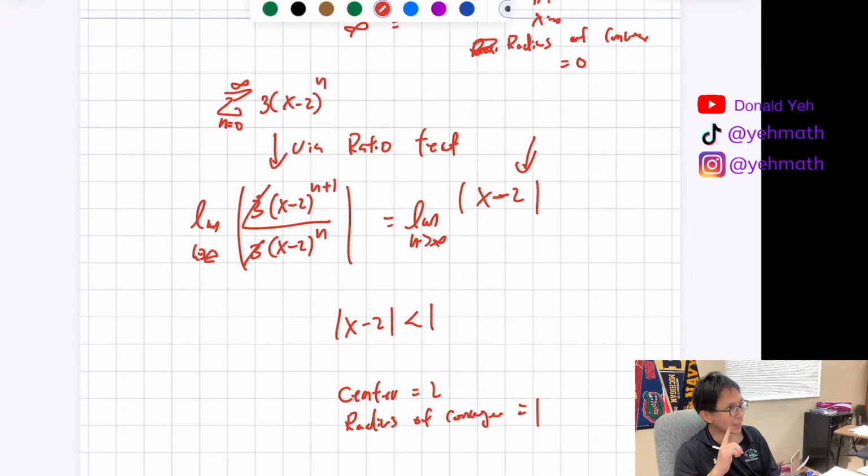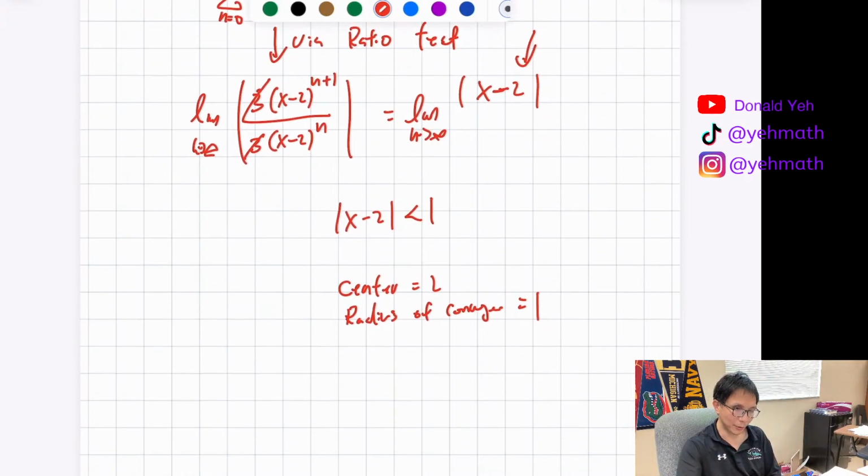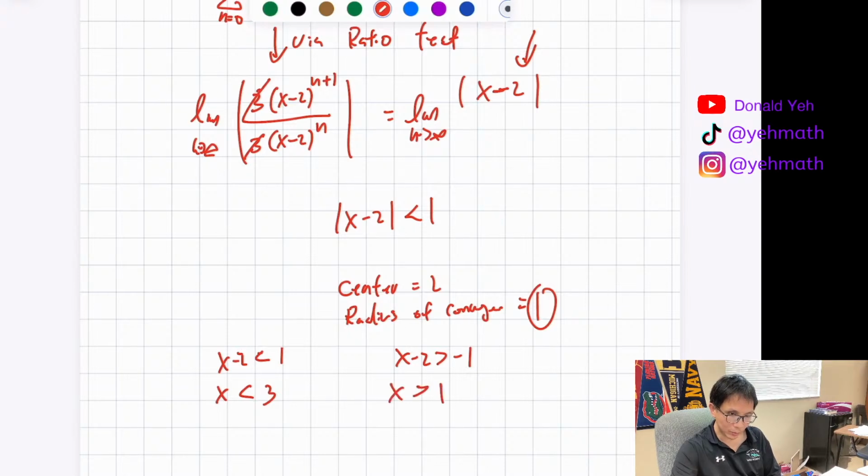The interval is not really 2. Wait, wouldn't it be 3? Yeah, we're going to go ahead and solve it. Right now we find the radius of convergence is 1, and we're going to solve it. If we solve it, x minus 2 is less than 1 and it's greater than negative 1. How do we know the radius of convergence is 1? Because this part is 1.